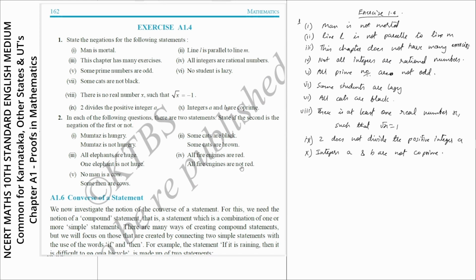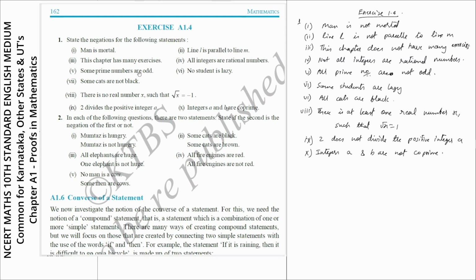Sub question 5, some prime numbers are odd. Some prime numbers are odd and some prime numbers are not odd, both have the same meaning. And what are the prime numbers which are odd? 3, 5, 7, 11, 13, 17, all these are prime numbers which are odd, and the prime number which is even is only 2. 2 is the only prime number which is even. So here, some prime numbers are odd. This is a true statement.